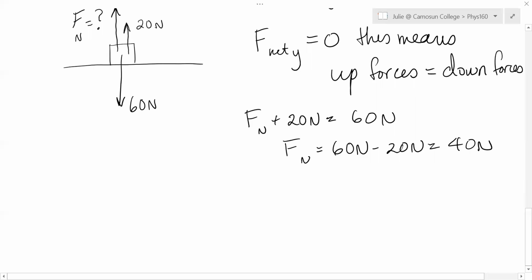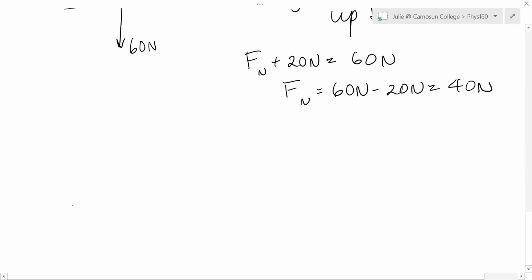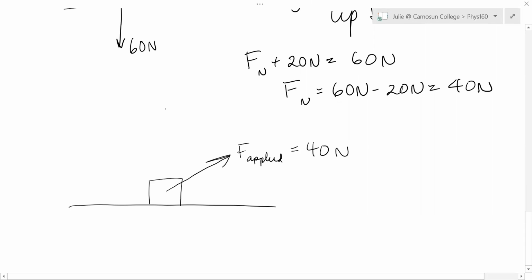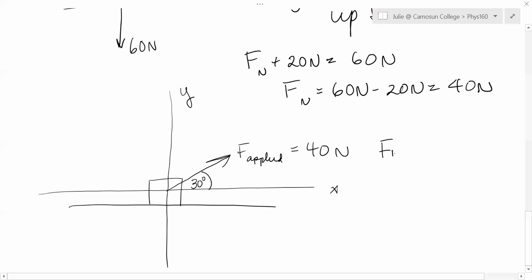Okay, so let's do a fairly complicated one that you're going to have on your next assignment, and that is we have a box and someone's pulling at an angle, and it's a 40 Newton force. So this is the applied force, and it's 40 newtons. And our XY axes are going to be like this, X, Y, and this angle will be 30 degrees. And there's friction. The question is, find the net force in the X direction.